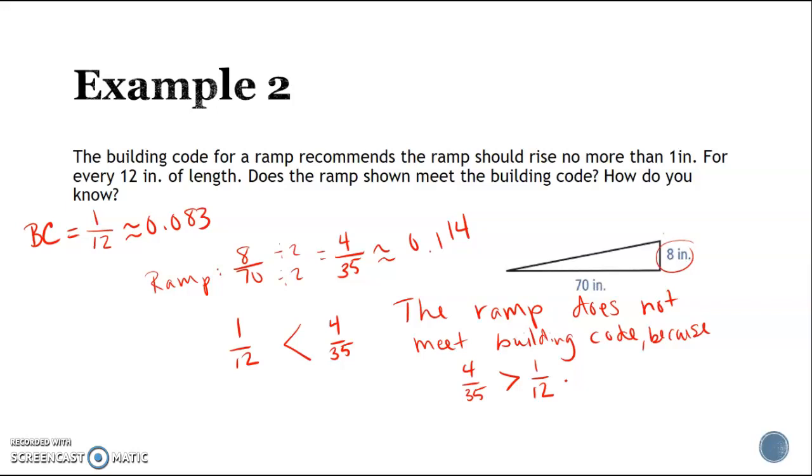So in the next video, we're going to talk about how we can find slope if we have 2 points. And so I'll see you there.